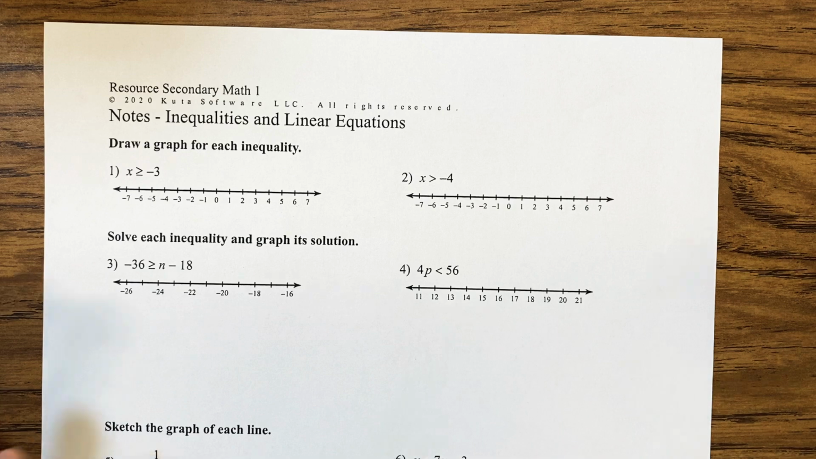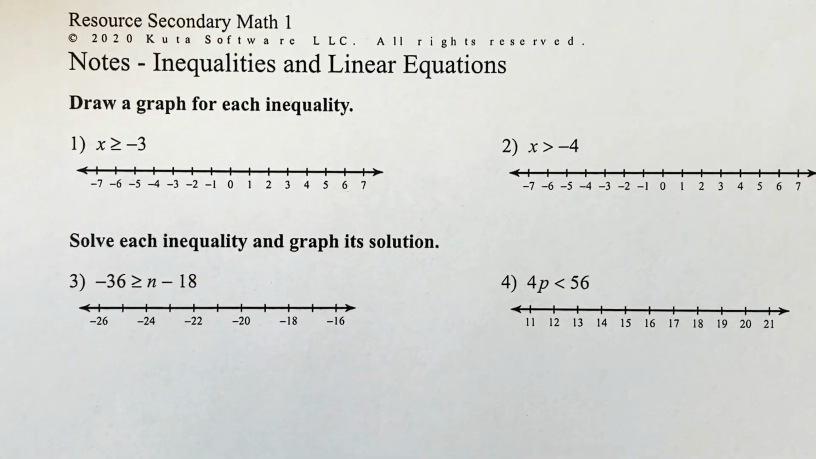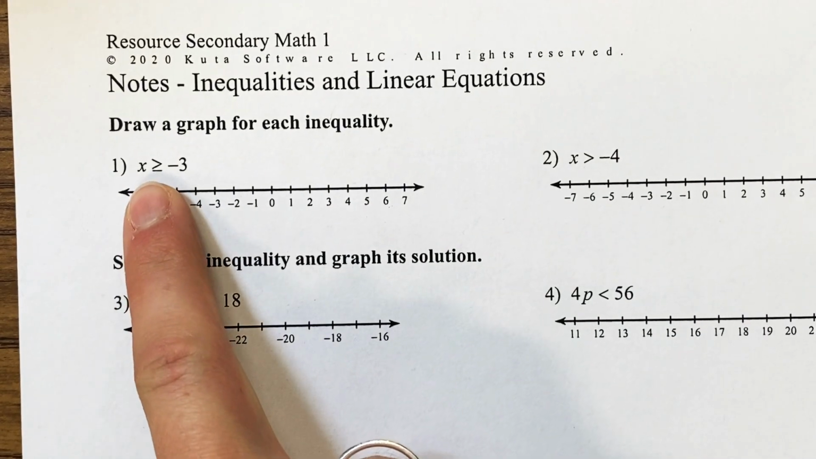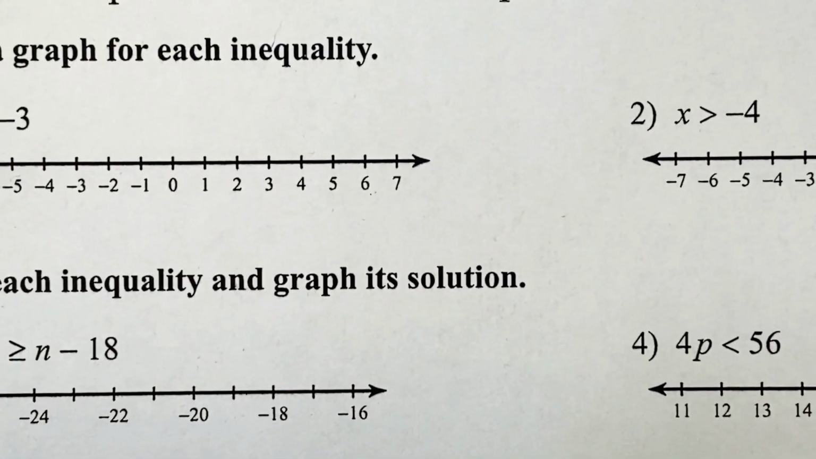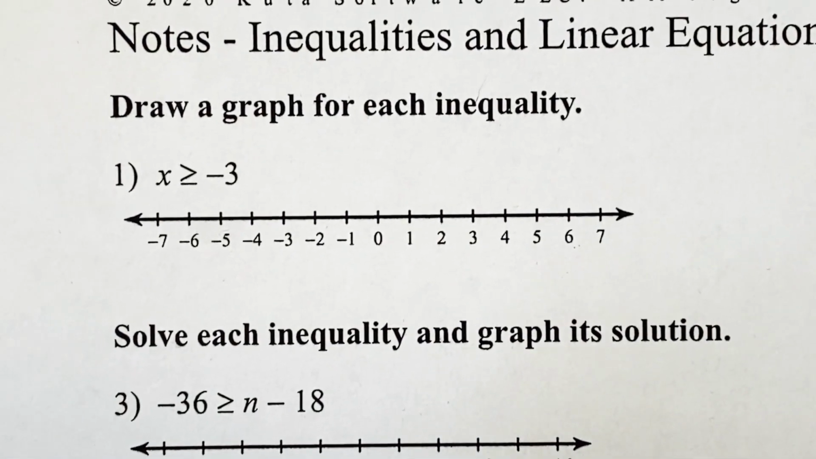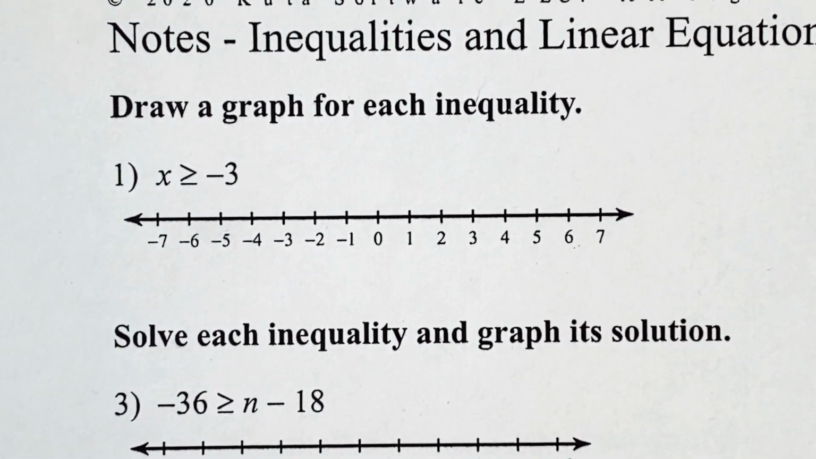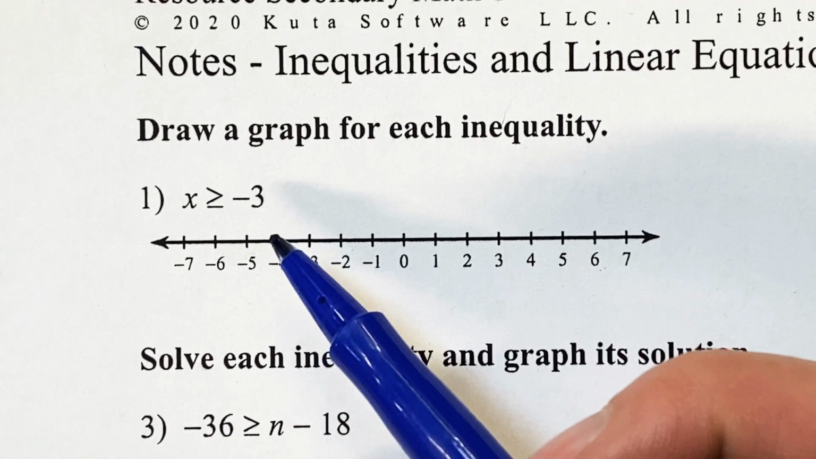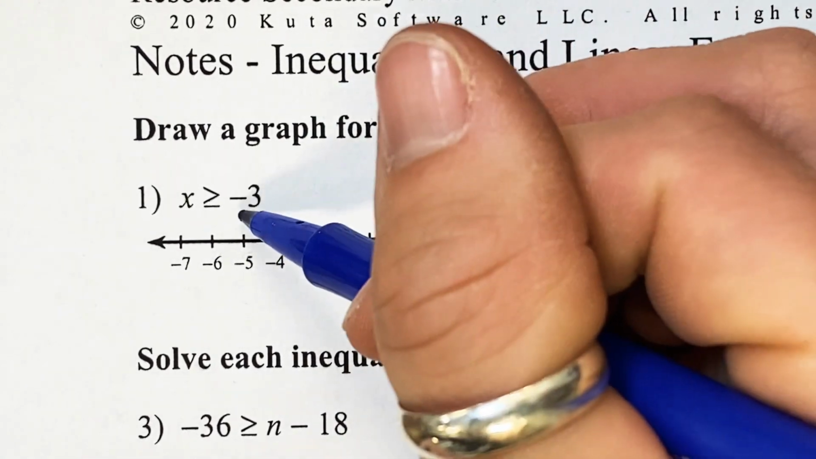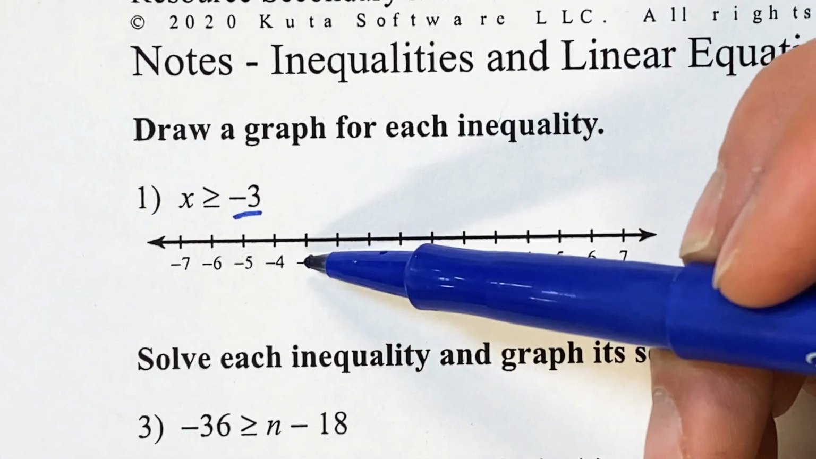So in number 1, it says that x, whatever x may be, could be any number, it has to be greater than or equal to -3. Okay, so in number 1, it is asking us to graph. It says draw a graph for each inequality. Okay, so first of all, we need to decide at what number we are going to put our point. We're going to put our point at -3, right?